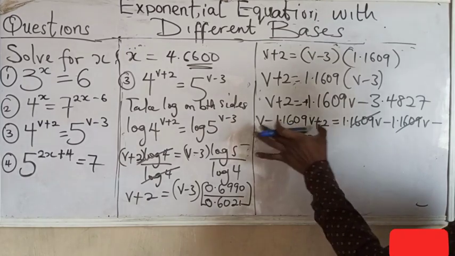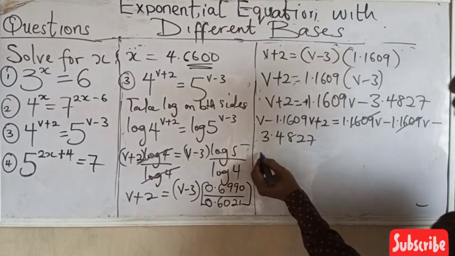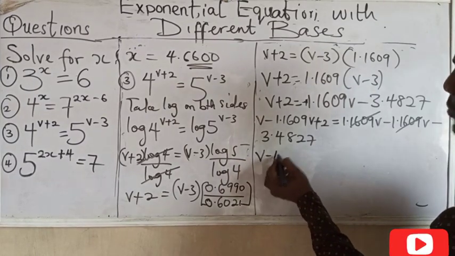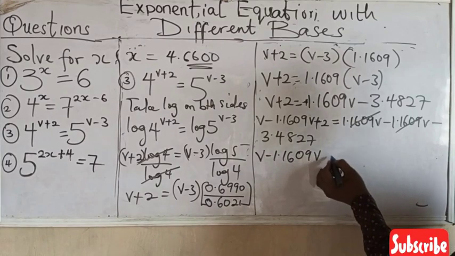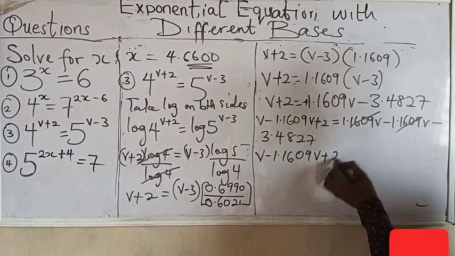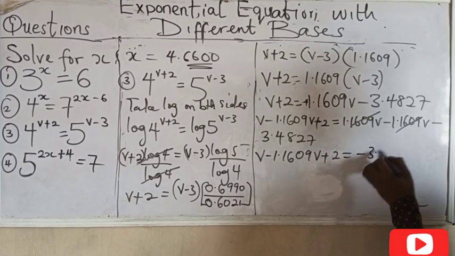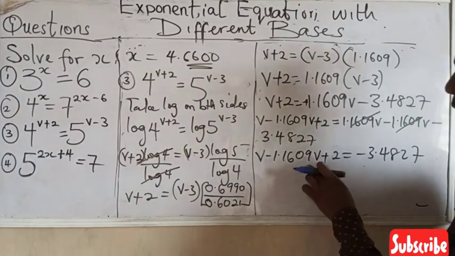I don't want it to be here. I want it to be at the other side of my equation. Let me write this first. V minus 1.1609v equals, I don't want plus 2 to be here, plus 2 equals minus 3.4827. Now, I have v here, I have v here.